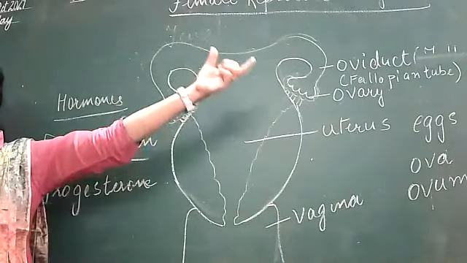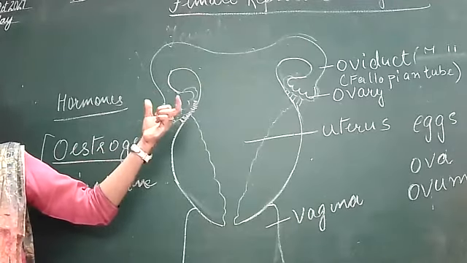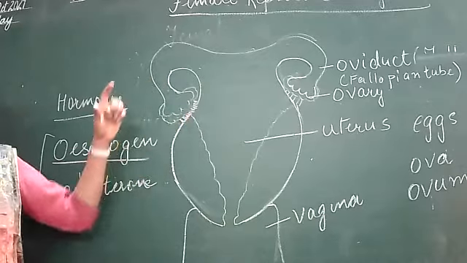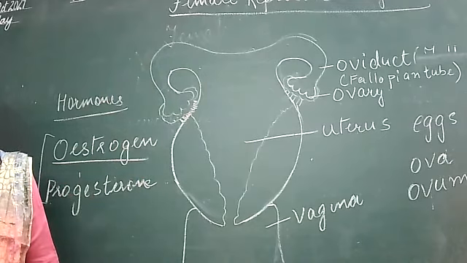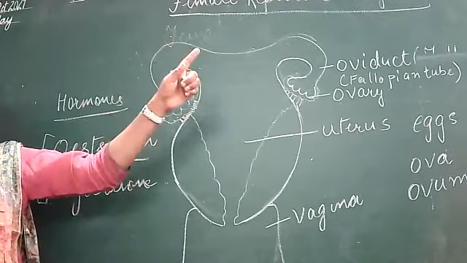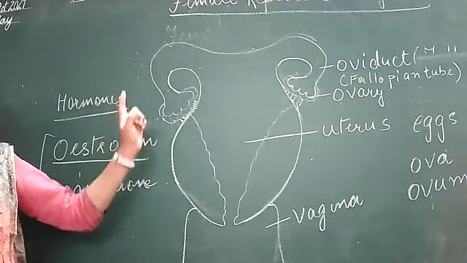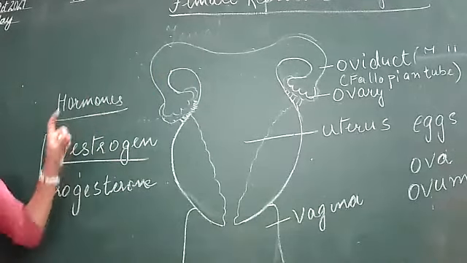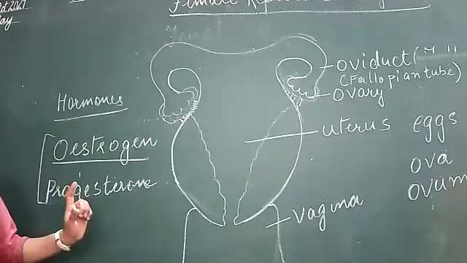Now there are two ovaries. The function of the ovaries, and where they are present: in the abdominal cavity below the kidneys. Okay? The function of the ovaries is to produce the ova or the eggs. And besides the ova or the eggs, it produces two types of hormones. One is estrogen and the other is progesterone. Got it?